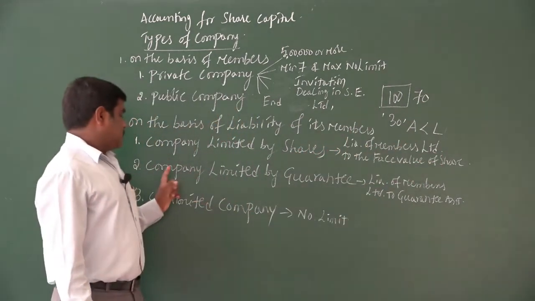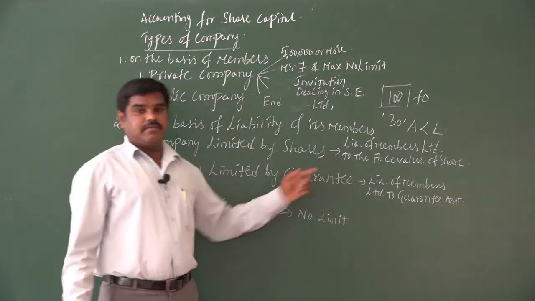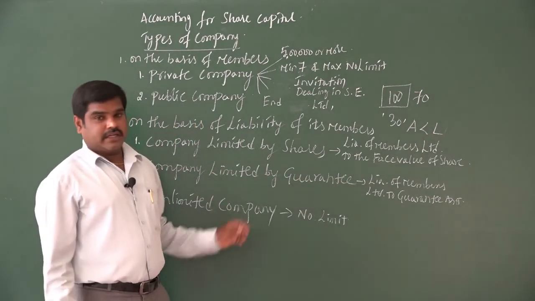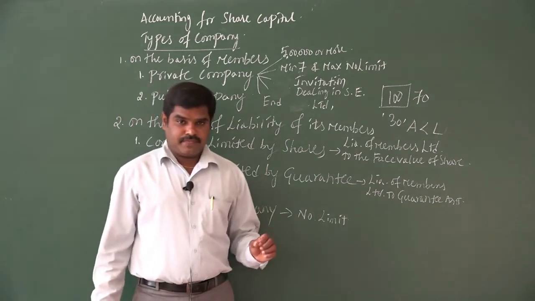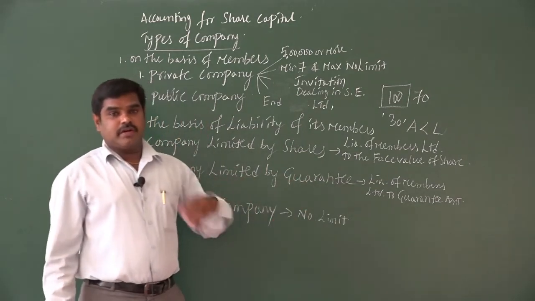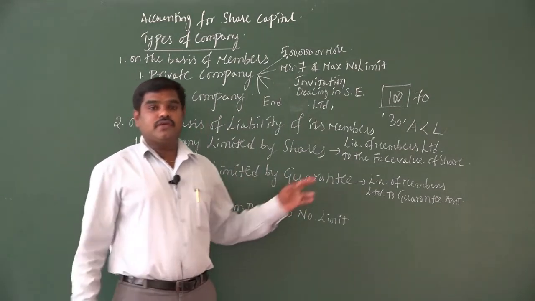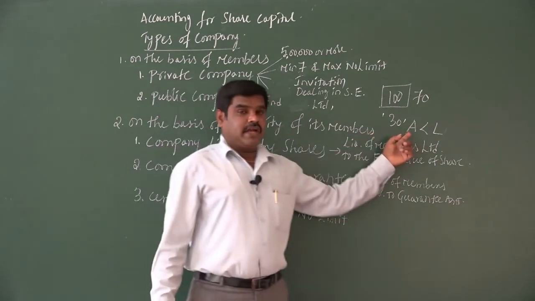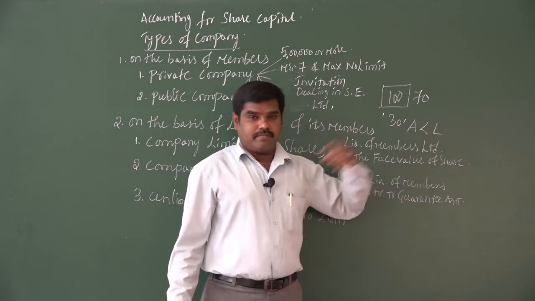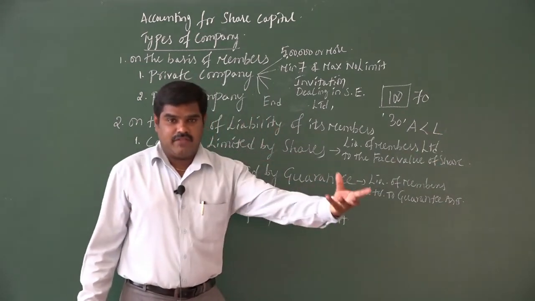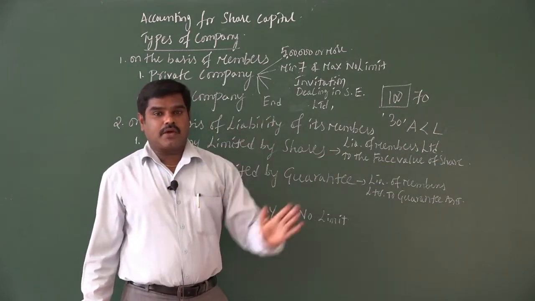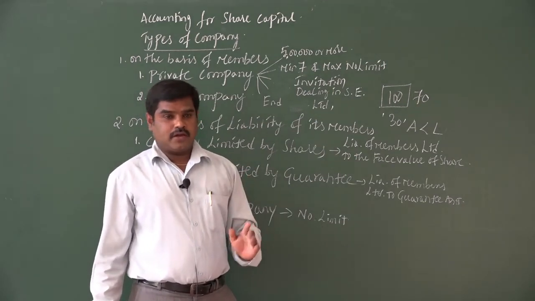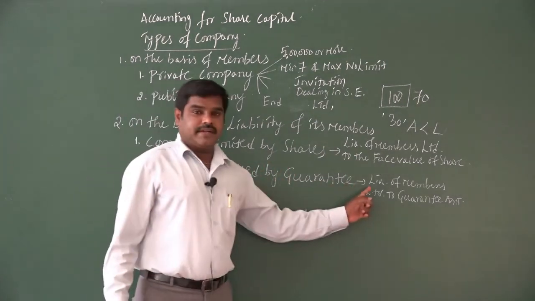Okay. Next, company limited by guarantee. Company limited by guarantee means, at the time of purchasing the share, some of the shareholders will give a guarantee. At the time of winding up, if the company's assets are less than its liabilities, from my side, I am giving a guarantee of 1 lakh rupees. That is what giving a guarantee means.